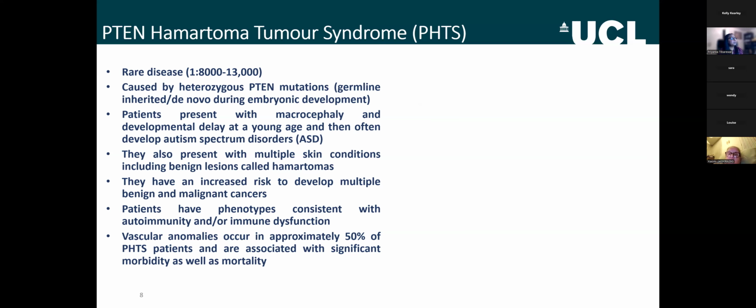These could be inherited, so it can be passed on from parents to children, or it could be something that develops de novo during embryonic development. So it's not something that's present in the parents, but it happens during the first step of embryonic development. And then the patient has the mutation in all their cells. That's when you call them a proband. So they're the first person in their family to have that mutation. And this sort of mutation is not an inherited mutation. It's called a de novo mutation.